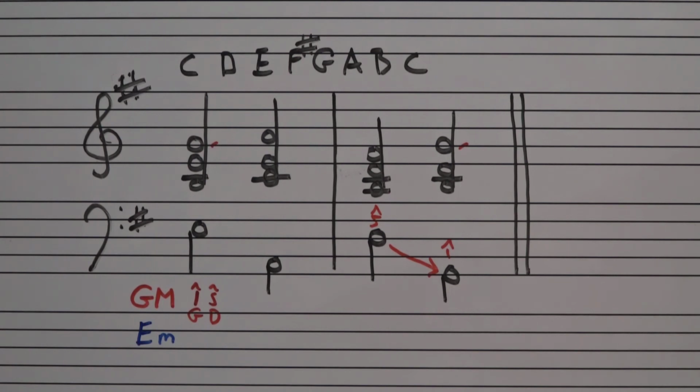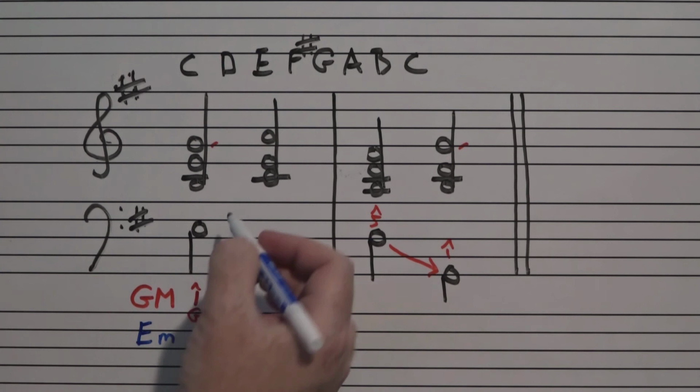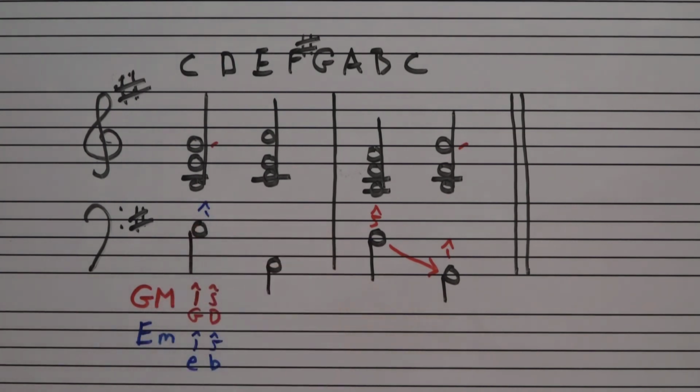Let's look at scale degree 1 and 5 in E minor. Notice there's a scale degree 1 right there in the first bass note. But that's it. There isn't a dominant tonic relationship. There's no B going to E.